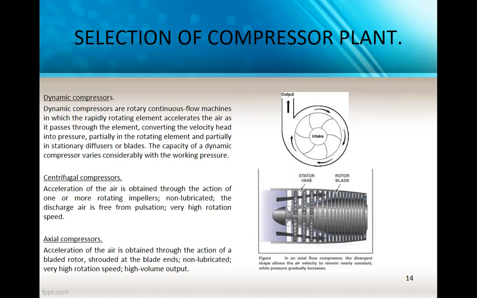Acceleration of the air is obtained through the action of one or more rotating impellers, and lubricated. The discharge air is free from pulsation, very high rotation speeds. Ito yun. Next, the axial compressor. Acceleration of air is obtained through the action of bladed rotor, stator, so fixed, and the rotor blade, rotary, shrouded at blade angle end, and non-lubricated, very high rotation speed, high volume output.